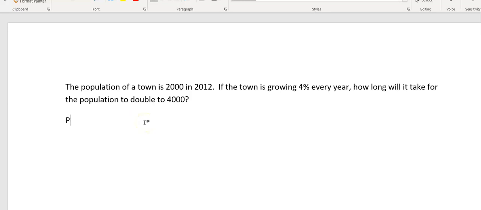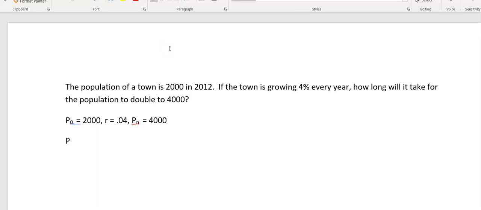First of all, our P sub 0 is the initial 2,000 population. Our R is 0.04, and then our 4,000 is P sub n, and we don't know how many years that is yet.